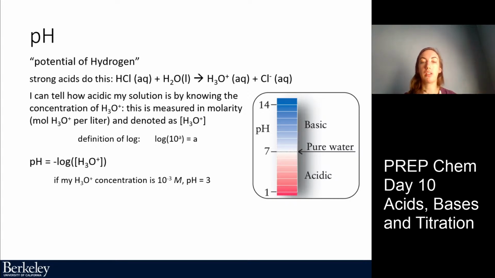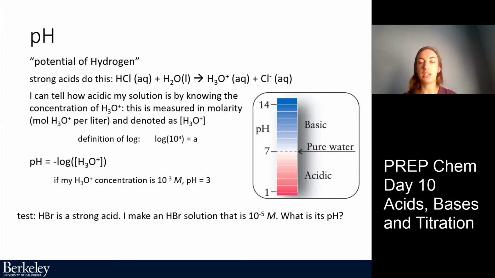And then basic solutions are the opposite, so they have a lower H3O plus concentration than pure water does. Just as practice, HBr is a strong acid. So what that means is that every molecule of HBr will interact with water and become H3O plus and Br minus. So I make an HBr solution that's 10 to the minus 5 molar. What is its pH? I'm going to give you a couple minutes to talk about that in your breakout rooms and think about what you think the pH will be. As always, ask questions in the chat.